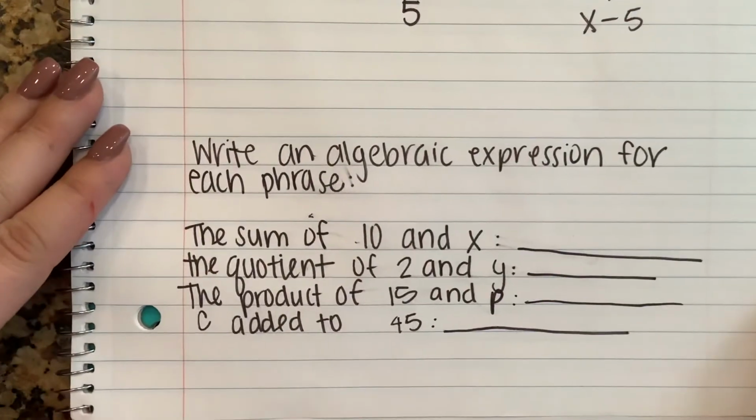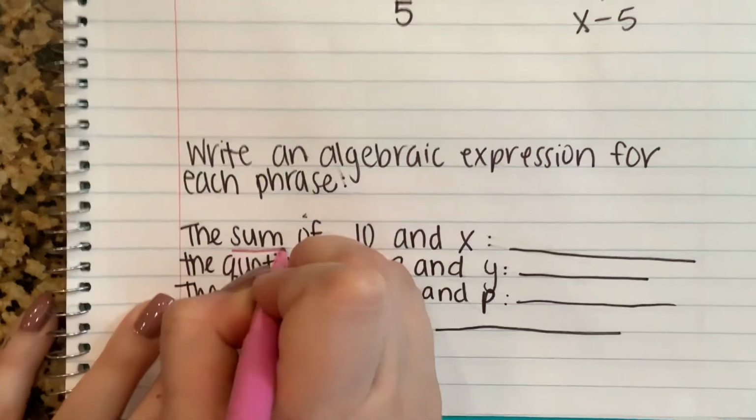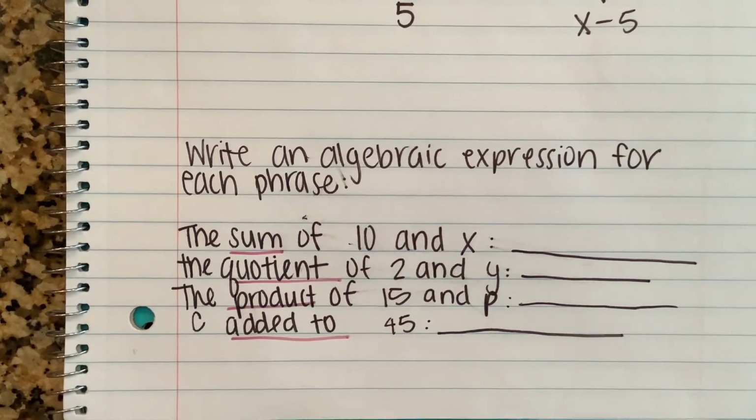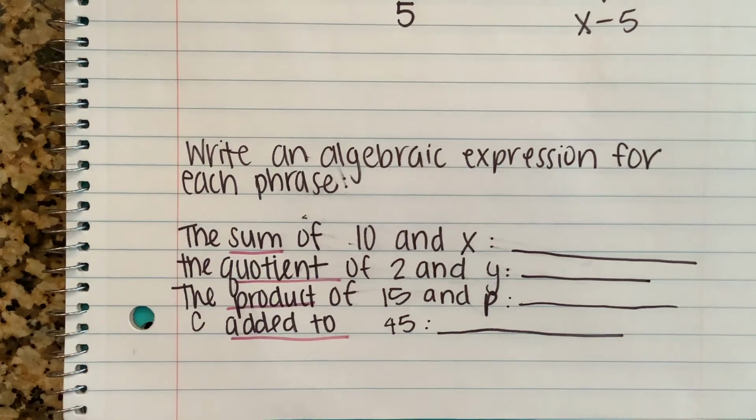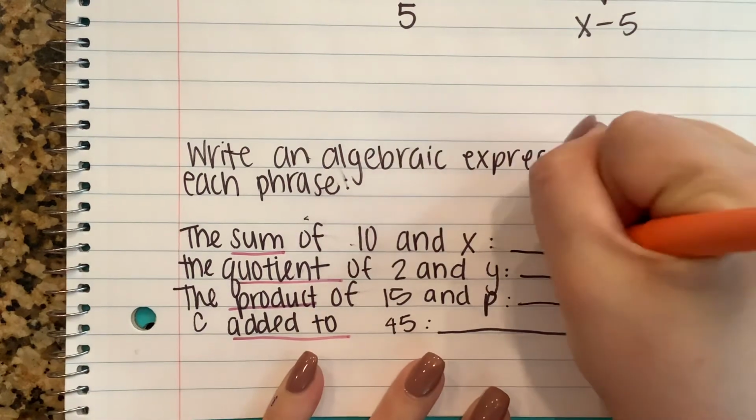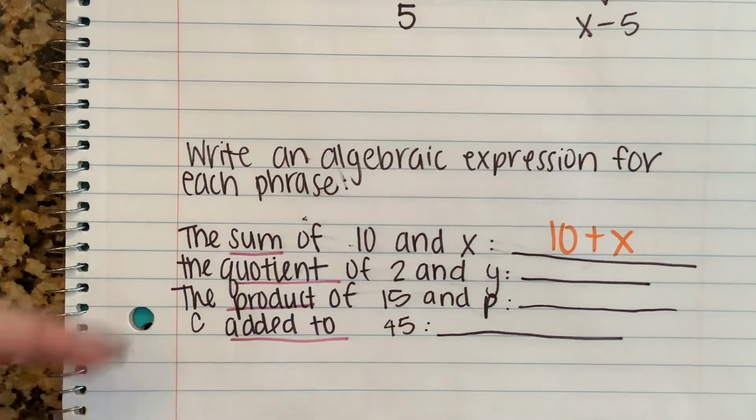Next, let's take a look at writing an algebraic expression for each phrase. You're going to see some key words within these problems. These key words are sum, quotient, product, and added to. So go back and look at that chart that you either wrote down or cut out of your textbook and decide what operation is happening here. For the first one, we have the sum of 10 and x. So we could say 10 plus x. If you feel like you have this, go ahead and pause the video and try to do the rest on your own, then come back and check your work.